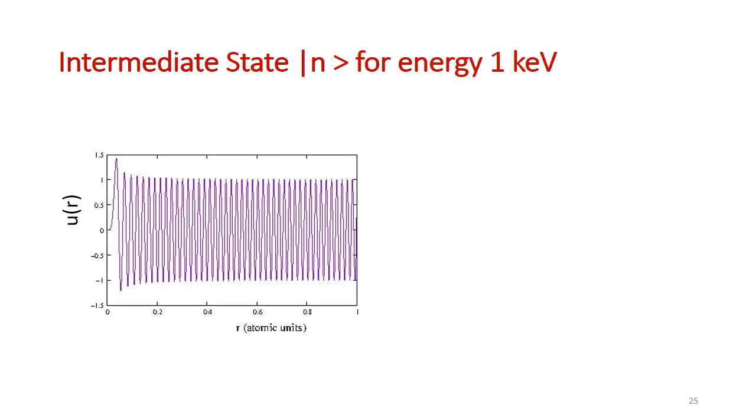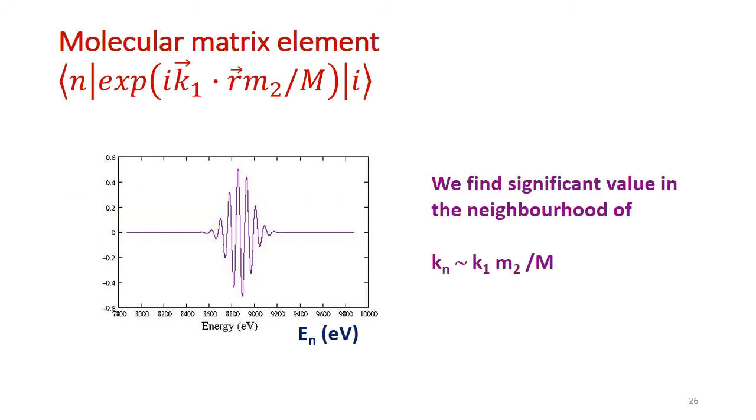Here is, for example, the intermediate state wave function for energy corresponding to 1 kilo electron volt, where R is in atomic units. So this is just 1 Bohr radius. So you see these rapid oscillations. If you now look at the molecular matrix element, this is I to n with this rapidly varying exponential. We do find a significant value in the neighborhood of Kn given by this.